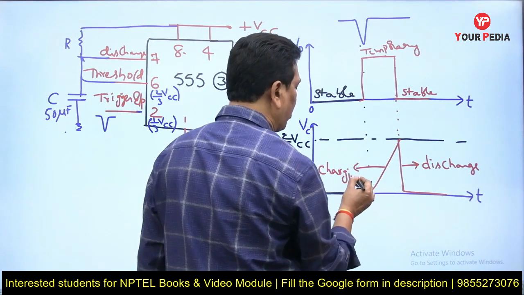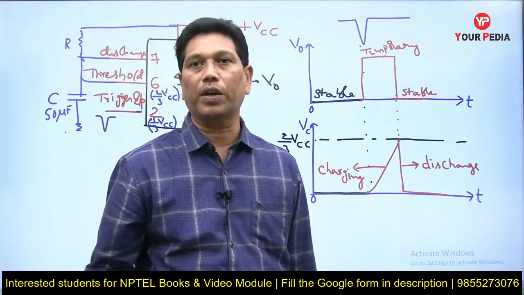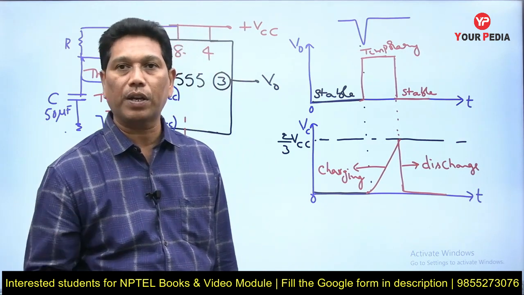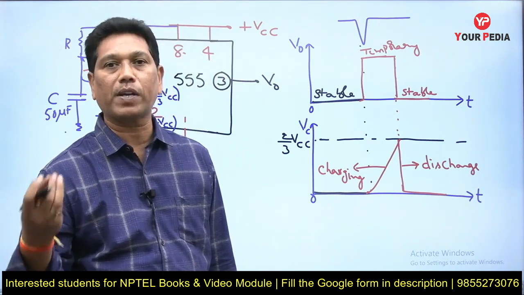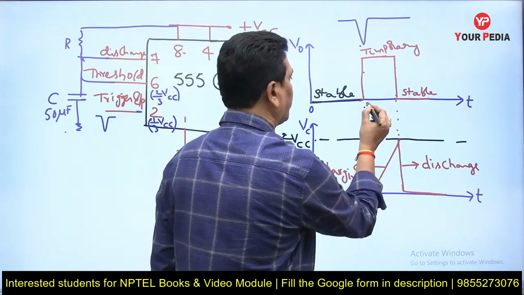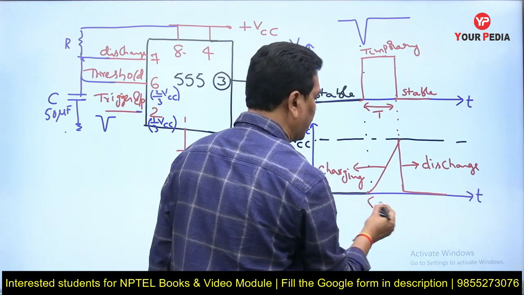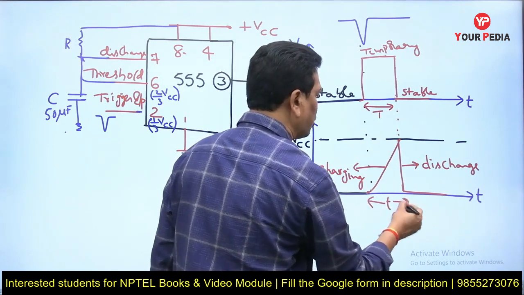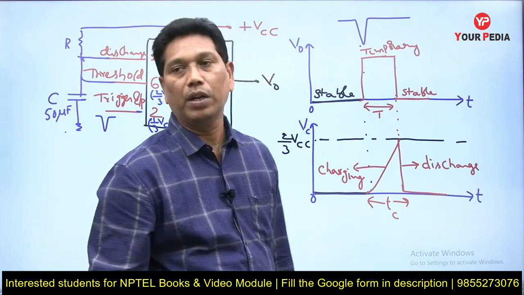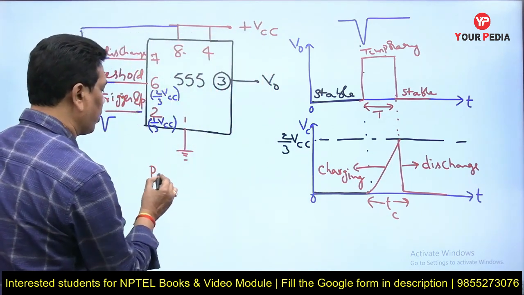Commonly, this IC555 monostable multivibrator is used to get a required pulse width, a very accurate pulse width, and it is most popular in microprocessor and microcontroller applications. The output pulse width is equal to the charging time of the capacitor, because the discharging time is 0. Pulse width T equals TC, the charging time.